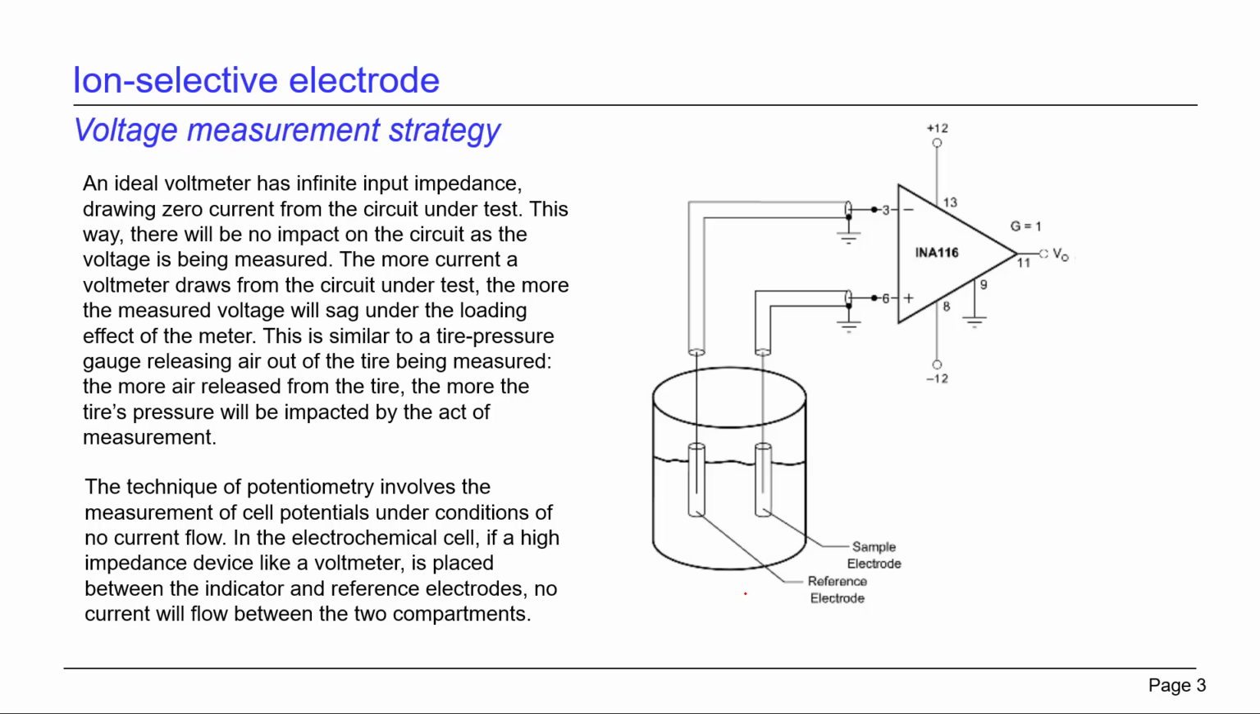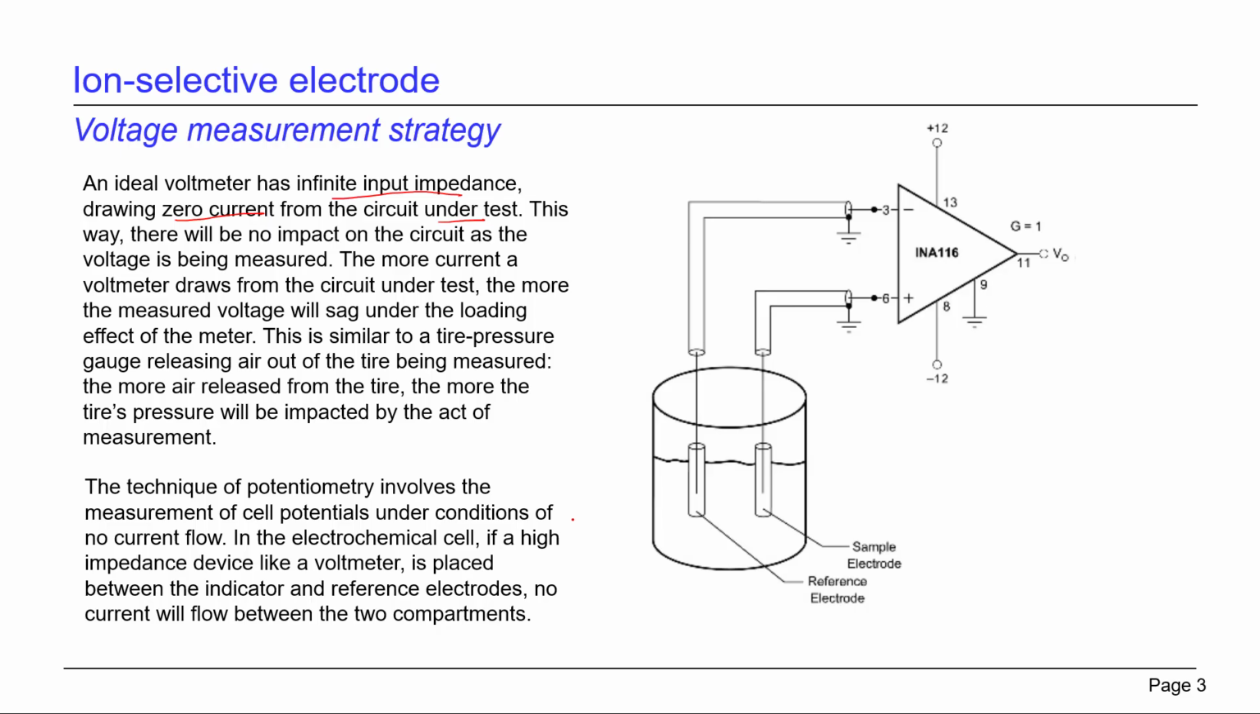Essentially, we have to talk quickly about the voltage measurement strategy and realize that an ideal voltmeter has an infinite input impedance. And what that does is that it draws zero current from the circuit under test. And I believe this was discussed in lectures earlier in this course. So by drawing zero current, there's actually no impact on the circuit as the voltage is being measured.